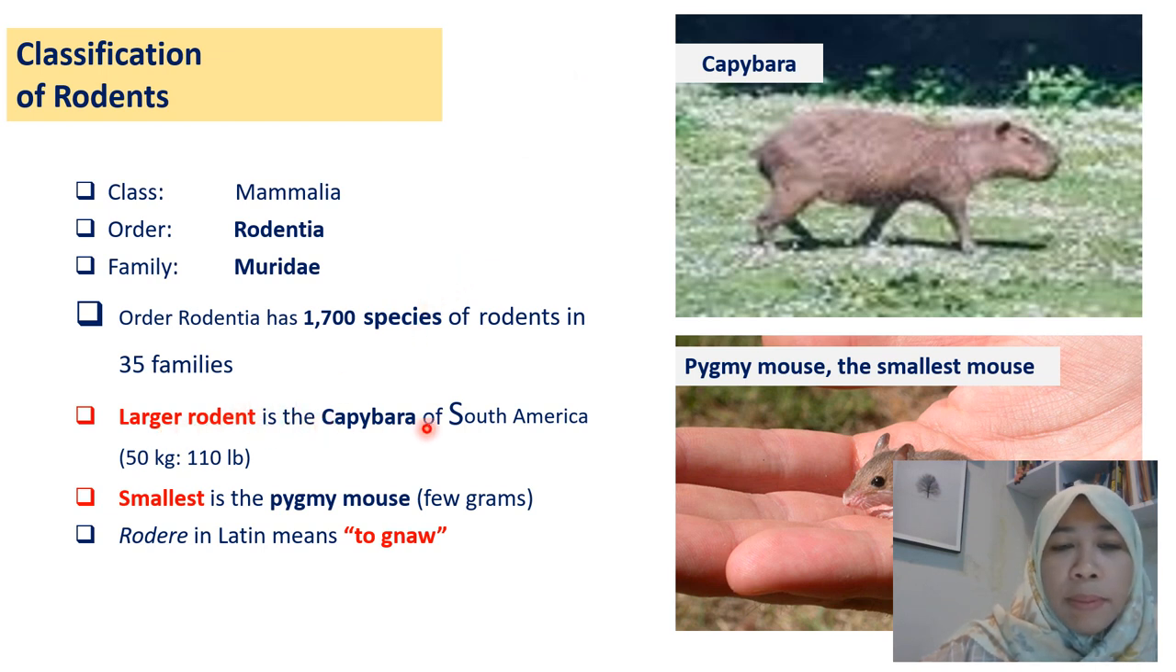The largest rodent is the capybara of South America. This is the capybara, the largest rodent. You can find this capybara in South America, and the weight can reach 50 kilos. That's so big. And the smallest mouse is the pygmy mouse. You can see this tiny mouse in someone's palm. It's so tiny, and maybe the weight is about a few grams.